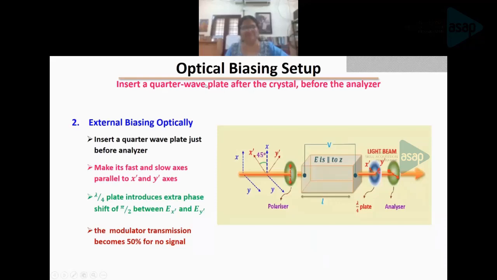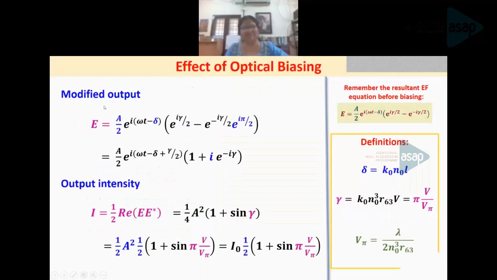So this is the old electric field equation, just before biasing. Now we have the x and y prime terms for the electric field. Due to the introduction of a quarter wave plate, an additional phase shift of e raised to i pi by 2 is coming here. e raised to i pi by 2 is actually i, that is cos theta plus i sin theta. So i will come here, and we just take e raised to i gamma by 2 outside. So it will become this, and this equation will be this.